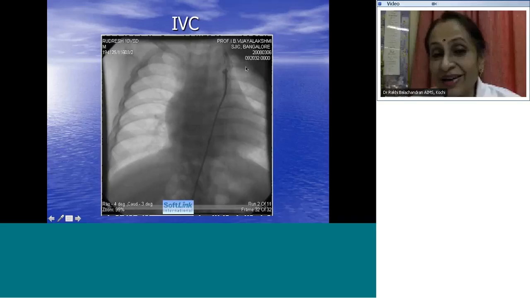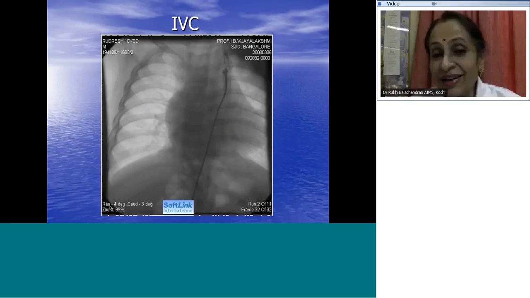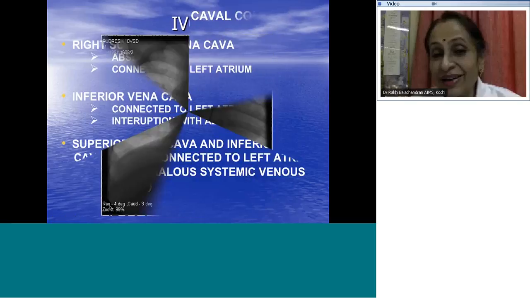What do you see here? See, from the IVC, it is going to the left on this side. Okay.